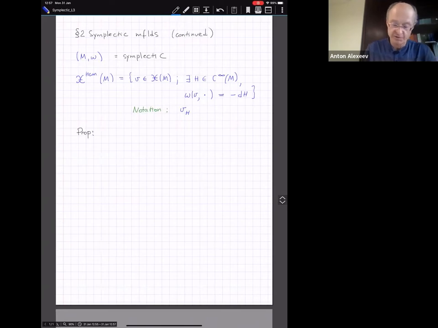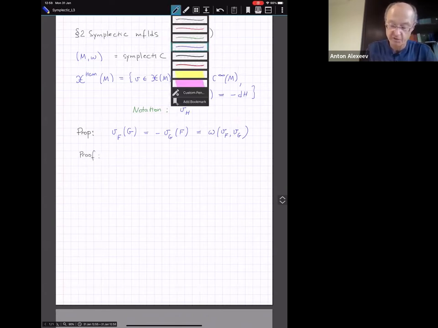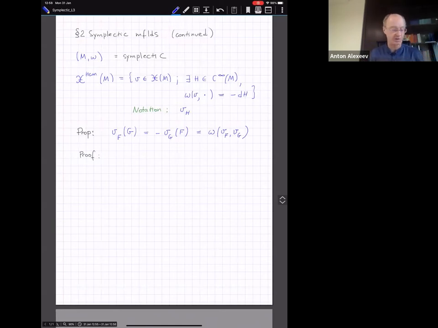So a small proposition about the properties of this construction. Suppose I take a Hamiltonian vector field which corresponds to a function f, and I act by it on another function g. Then it turns out that this is the same as minus V_g of f. And this is also the same as omega evaluated on V_f, V_g. So this is a kind of small technical statement. It is a very easy proof. I like those one-line proofs. I don't know whether I'll really fit it in one line.